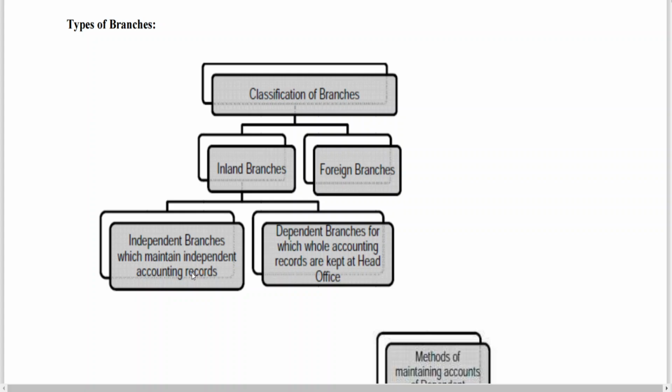Independent branches maintain independent accounting records. What do you mean by this? In this situation, every branch maintains an independent set of accounting records for day-to-day accounting, following the principles of the double entry system and the accrual method of accounting. At the end of the year, they prepare a trial balance, by taking a summary of all debit balances and credit balances.